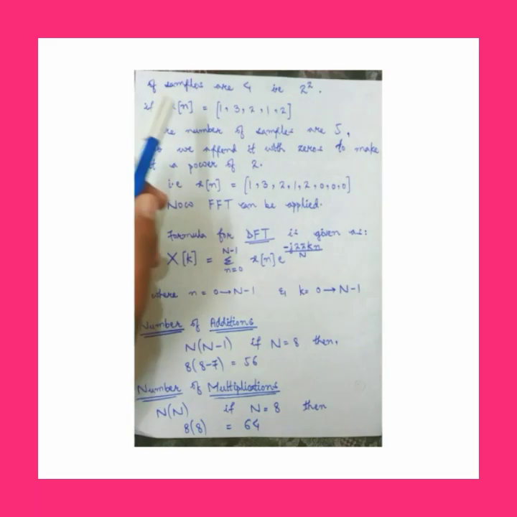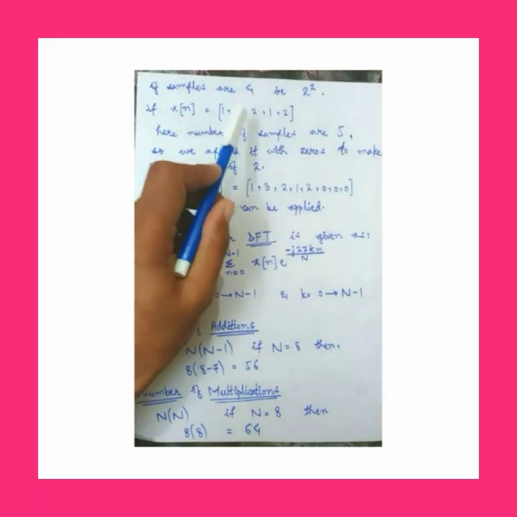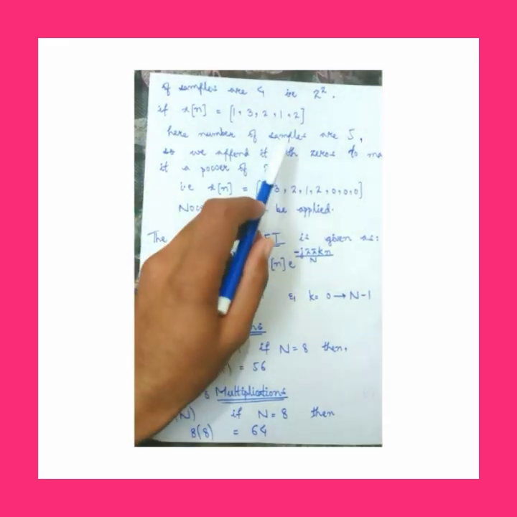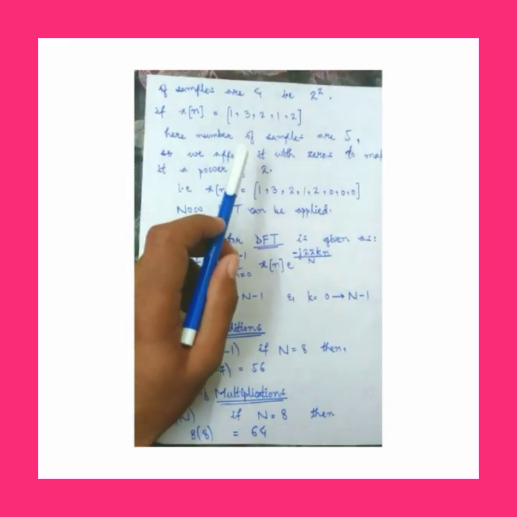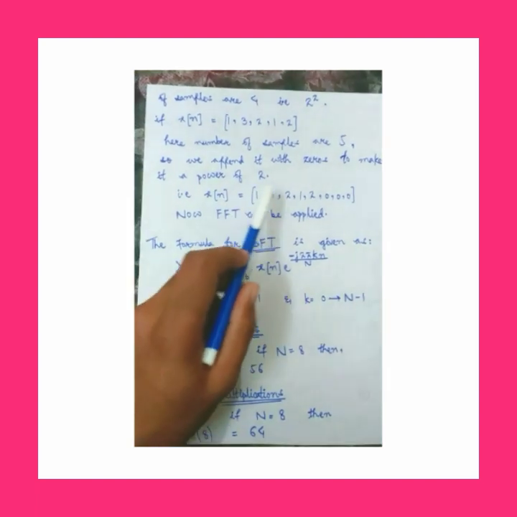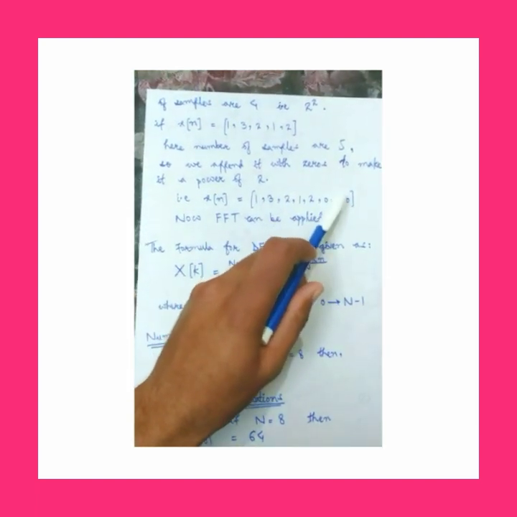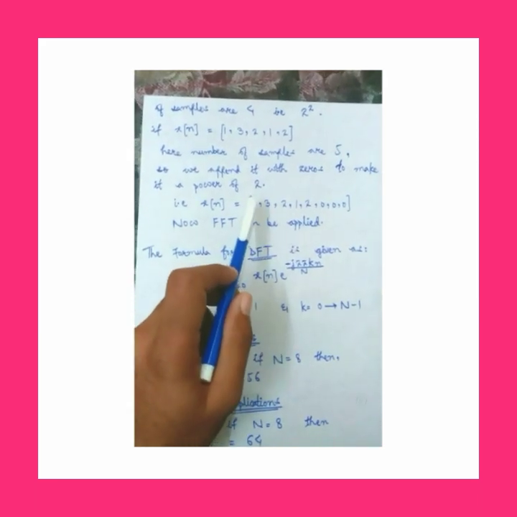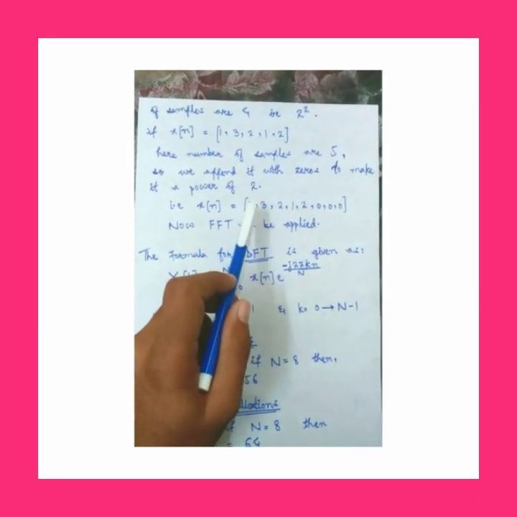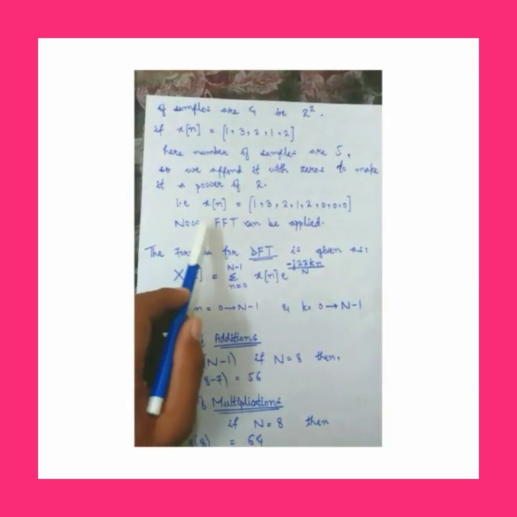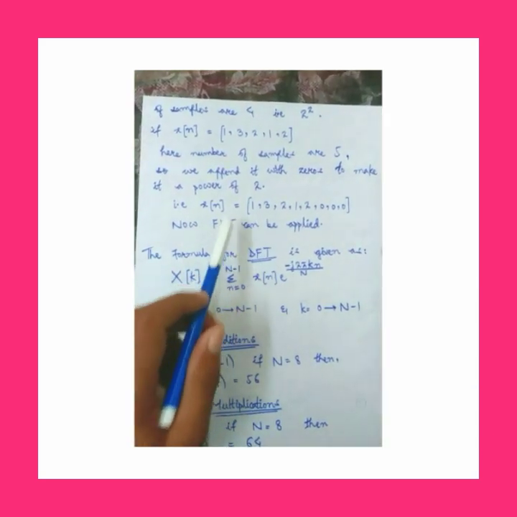Similarly, if we have a sequence x[n] equal to 1, 3, 2, 1 and 2, here the number of samples is 5, so we append it with zeros to make it a power of 2. As you can see here, we have added 3 zeros to make N equal to 8. And N equal to 8 means 2 raised to power 3, so it is a power of 2. Now we can apply FFT on this sequence.